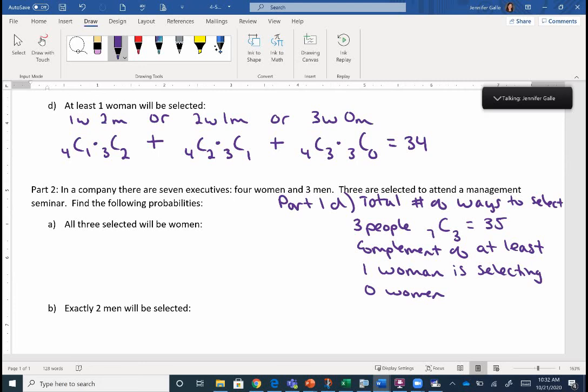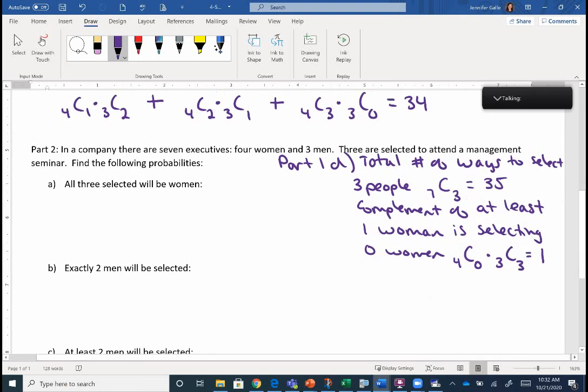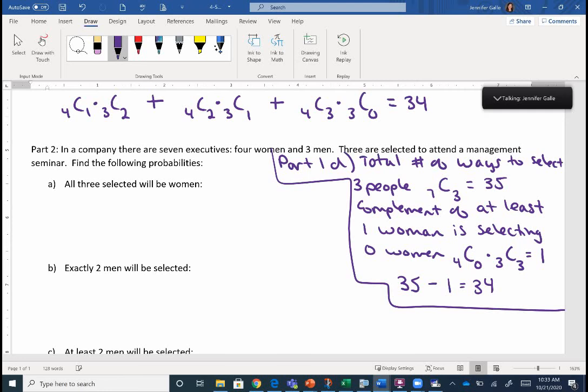So what that looks like for us would be 4 women, I'm choosing 0. 3 men, I'm choosing all 3. And that comes out to be, should be 1. So we take our total number of ways minus our complement, which is 0 women, and we get the same total. Would I expect you to have done that? Absolutely not. But can it be a shortcut?